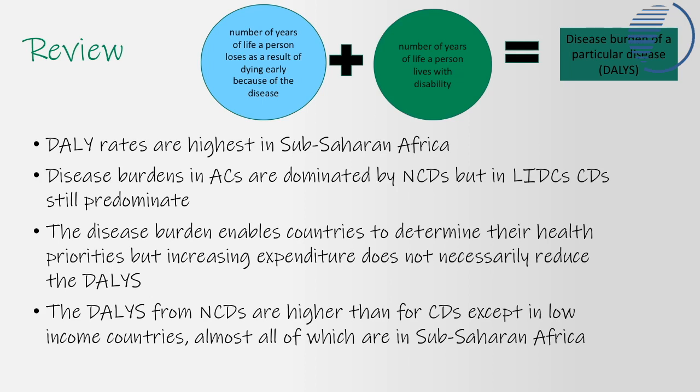The disease burden will enable planners and health workers to determine their health priorities and to increase their expenditure. But what we saw is that over $2,000 per person per year won't necessarily reduce the DALYs, because we can see countries like Switzerland spending an awful lot more than that, but for no effect. And finally, in almost all countries, apart from the lowest income countries, the non-communicable disease burden is greater than the communicable disease burden.